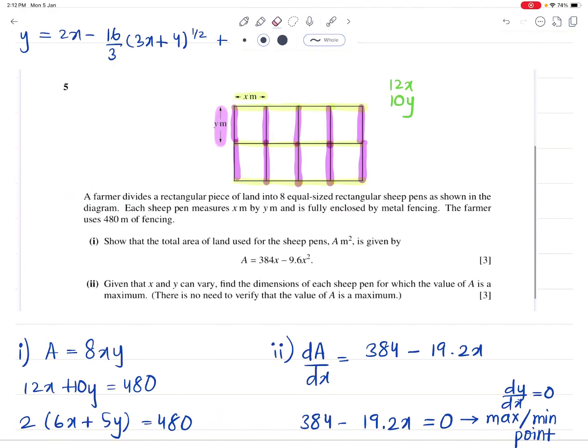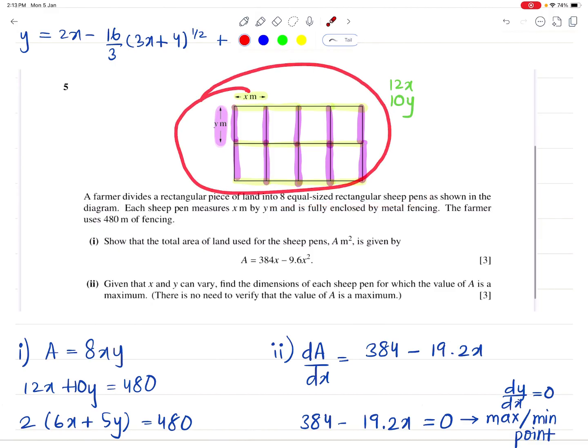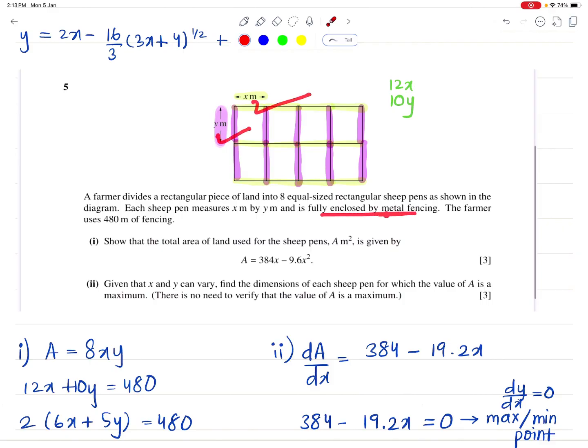Alright, moving on to question number 5. It says a farmer divides a rectangular piece of land into 8 equal sized rectangular sheep pens as shown in the diagram. This is the diagram. Each sheep pen measures x meter by y meter and is fully enclosed by a metal fencing. The farmer uses 480 meter of fencing.